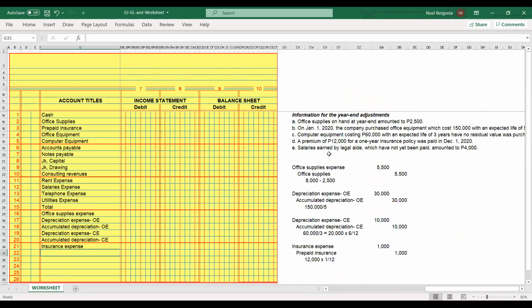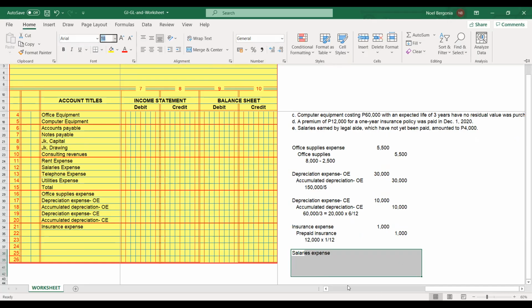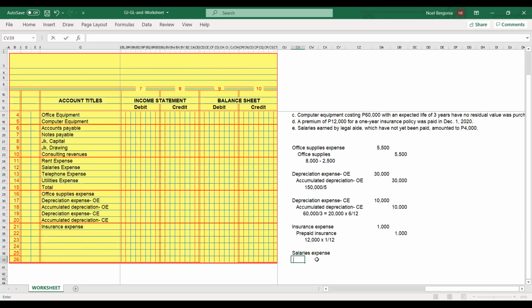So ang sabi po, salaries earned by a legal aid which had not yet been paid, amount of 4,000. So nakapag trabaho na si employee pero hindi pa natin nababayaran. So that is actually an example of what? You are correct. That is an example of an accrued expense, 'di ba? Expenses incurred but not yet paid. Okay, so kung expenses incurred yan, ang supposed to be entry niyan is debit salaries expense. Okay, so palakihan ko lang. So salaries expense and then supposed to be credit salaries payable.